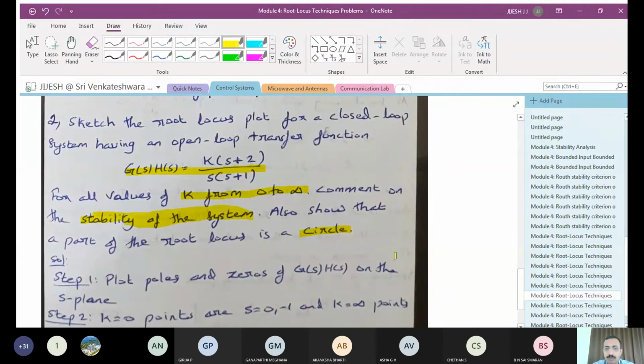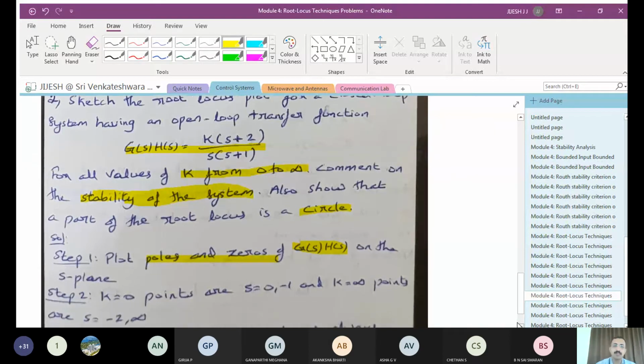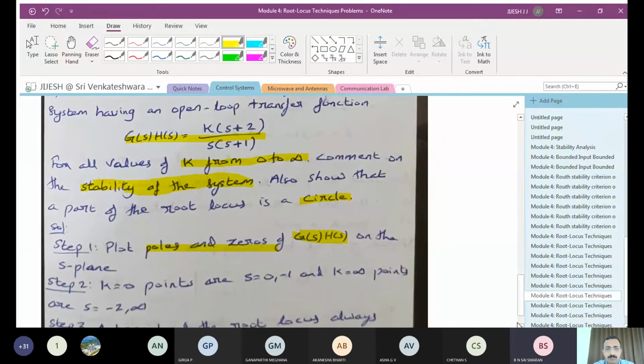Step 1: plot the poles and zeros of G(s)H(s) in the s plane. Very simple: equate s+2 = 0, and s = 0, and s+1 = 0. So you get the poles and zeros. How many poles and how many zeros are there here? Two poles and one zero, sir.